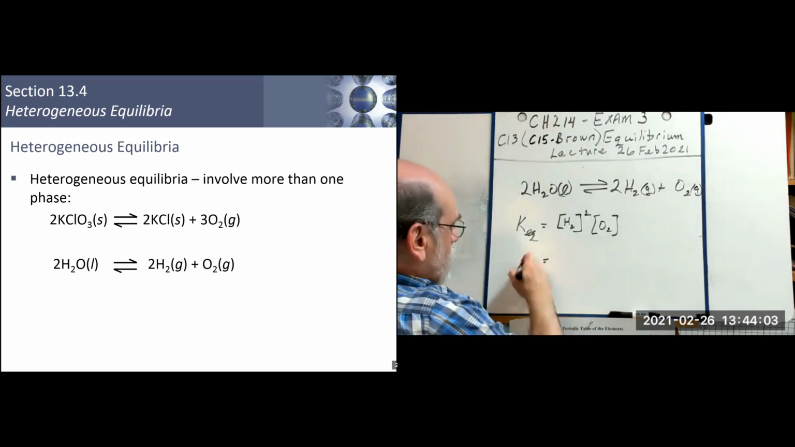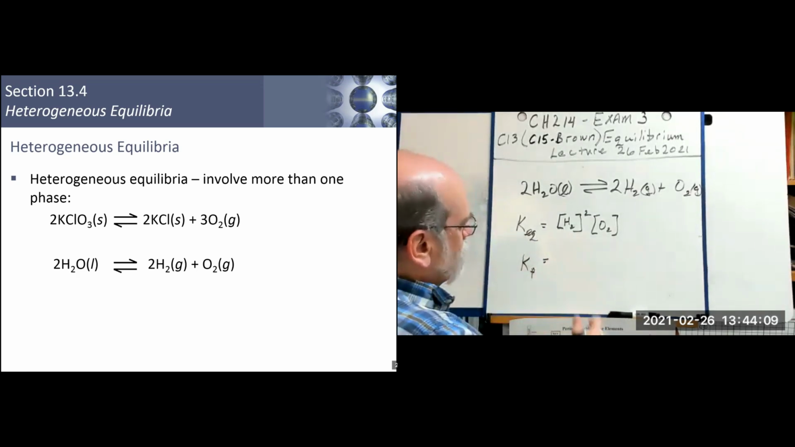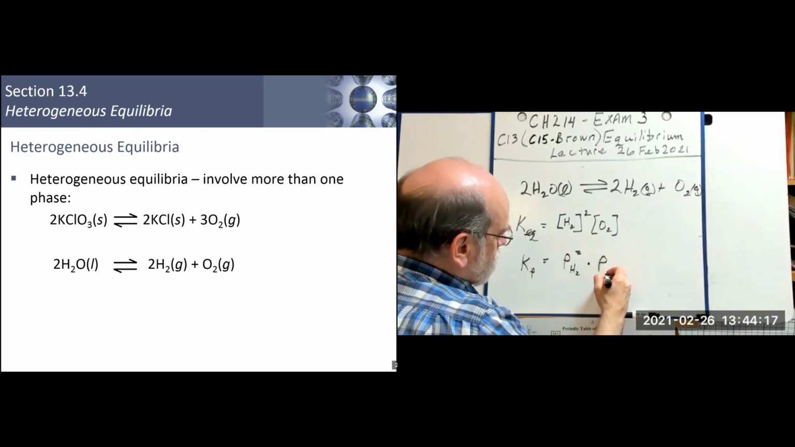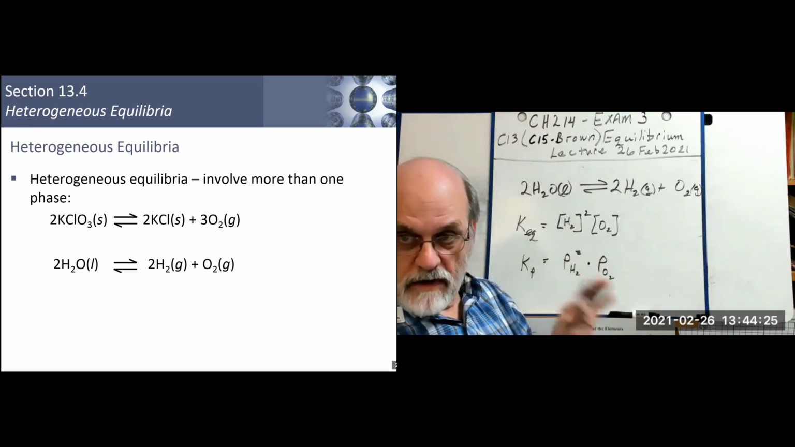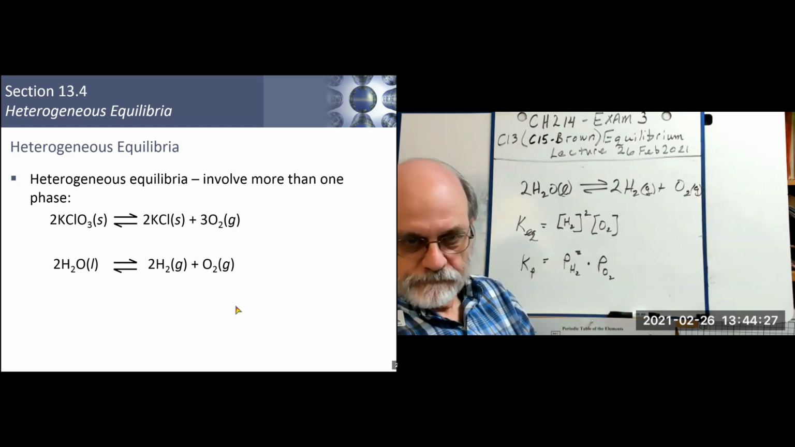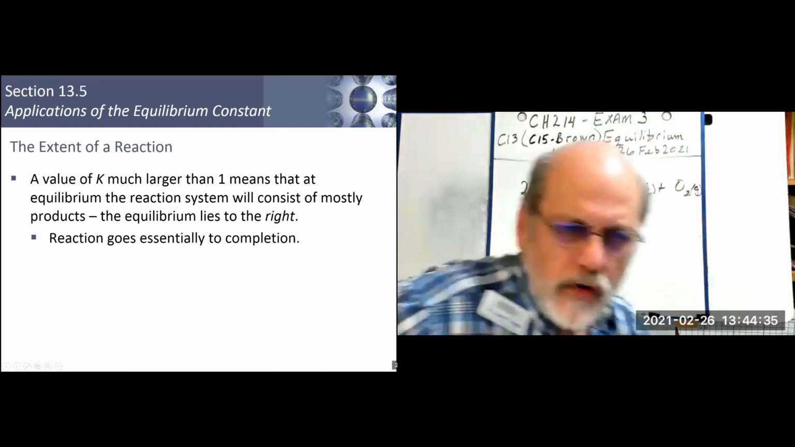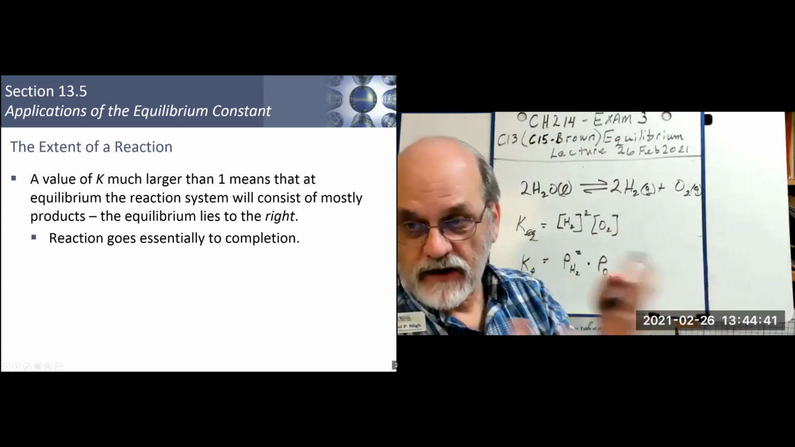Or if we wanted to do it this way, we would have the partial pressure of hydrogen squared times the partial pressure of oxygen to the first power. Okay? And pure liquids are not included. All right. So we can use the K value to give us some indication as to which side of the reaction is actually favored.